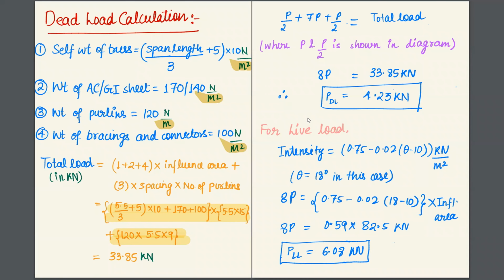Now, take a little glimpse of the dead load calculation. There are four components: self weight of truss, weight of galvanized iron sheet, weight of purlins, and weight of bracings. Please be careful about the units. These three units are in Newton per meter square, and this one is Newton per meter. Here I have written the way in which we have to calculate the total load, and this total load will be equal to 8P.